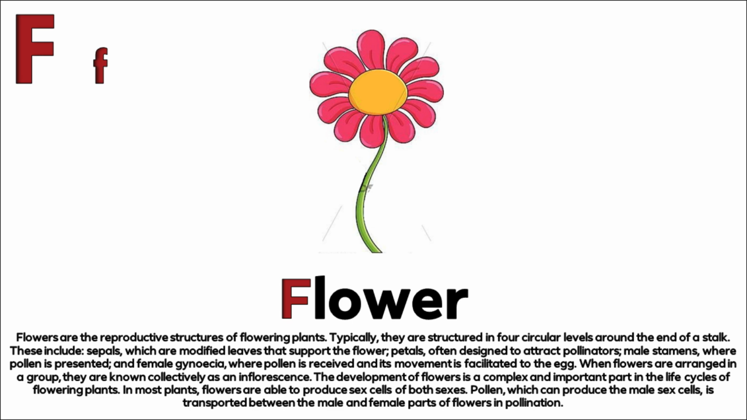When flowers are arranged in a group, they are known collectively as an inflorescence. The development of flowers is a complex and important part in the life cycles of flowering plants.